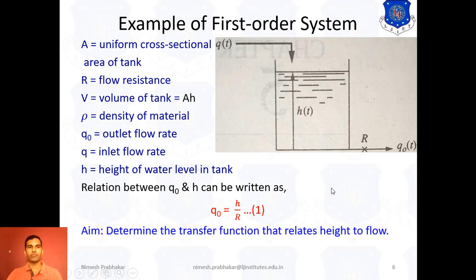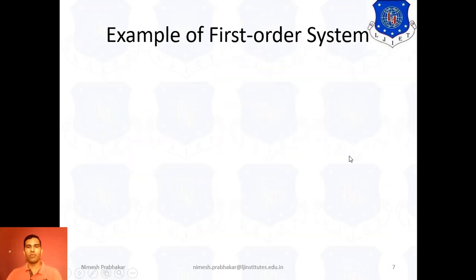Now, what is the aim? The aim is to determine the transfer function that relates the height to the flow. So here our aim is to determine the transfer function that relates the height H and the flow. That means with the variation in the flow Q, the height varies accordingly. So we find the relation between the height and the flow.